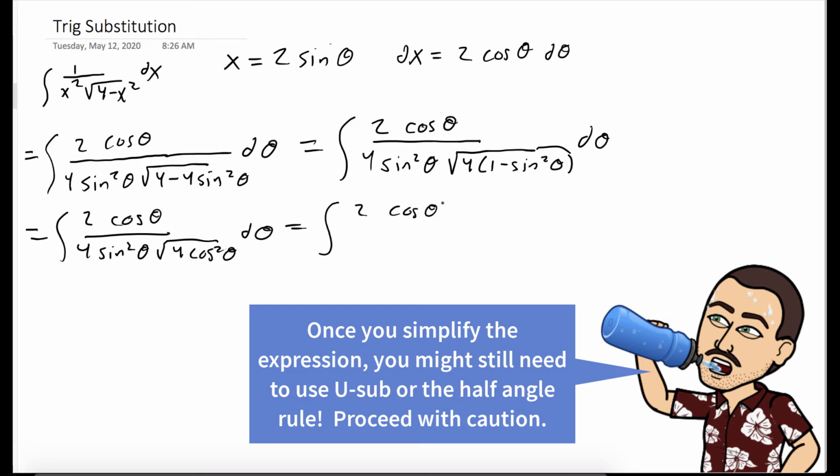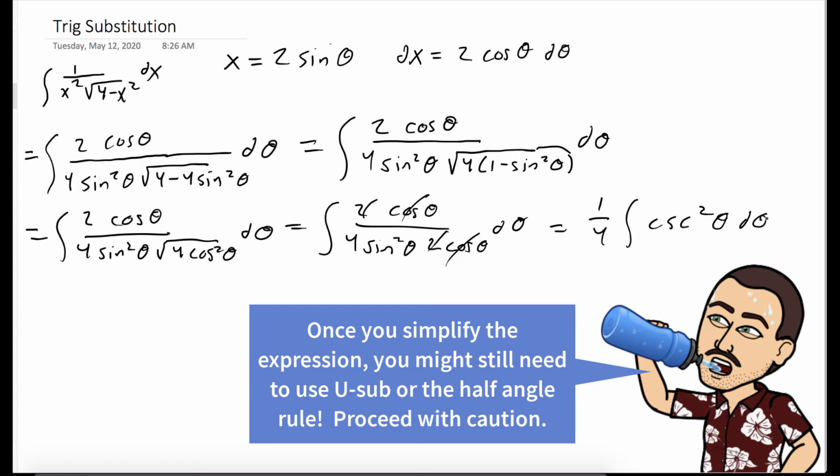So again, 2 cosine theta over 4 sine squared theta times 2 cosine theta. We have a 2 cosine theta in the numerator and in the denominator. We could cancel them out. So now we're just left with integrating 1/4 cosecant squared theta. And we know that's negative 1/4 cotangent of theta.